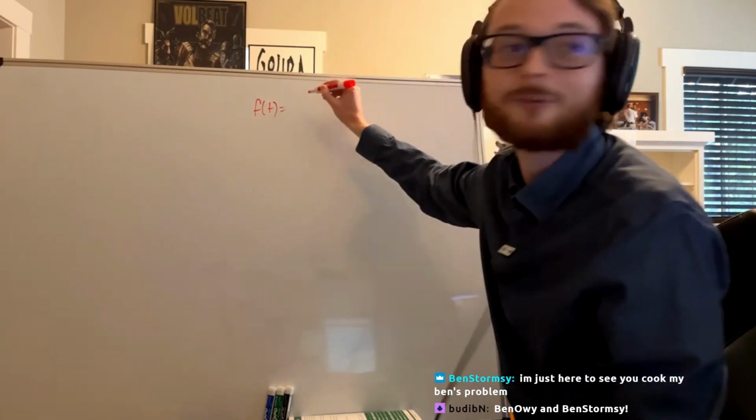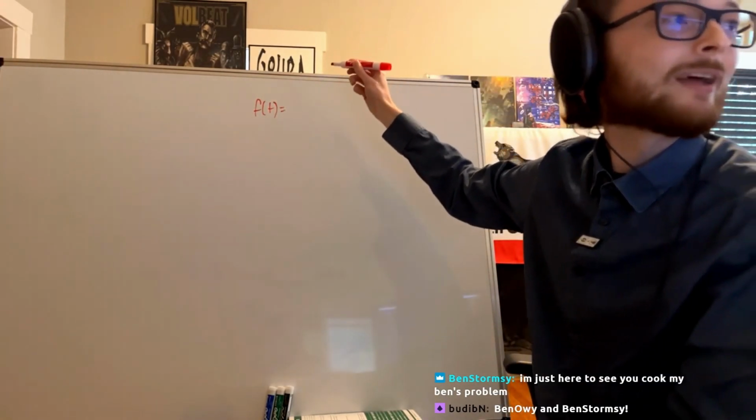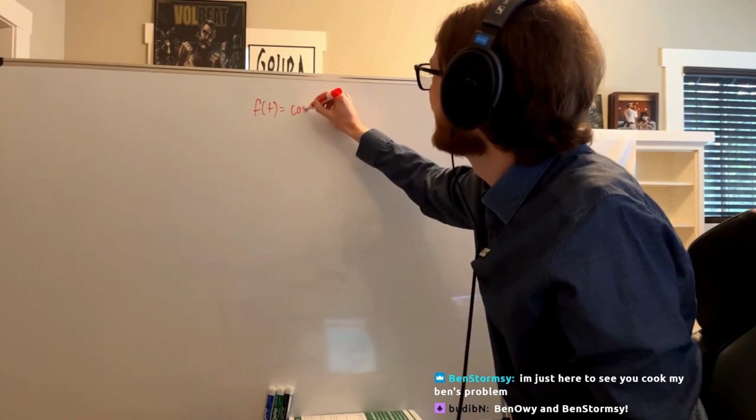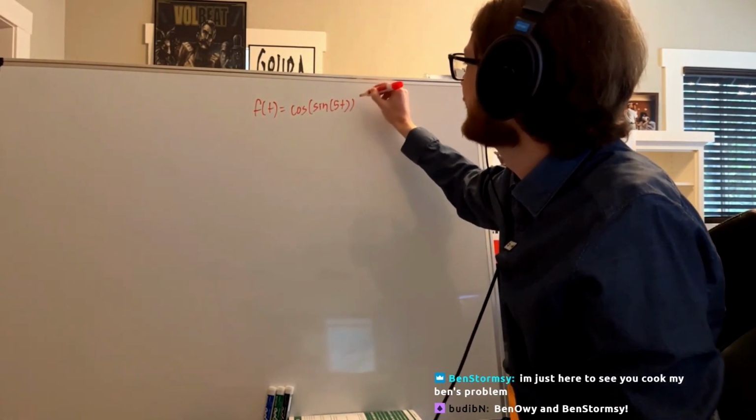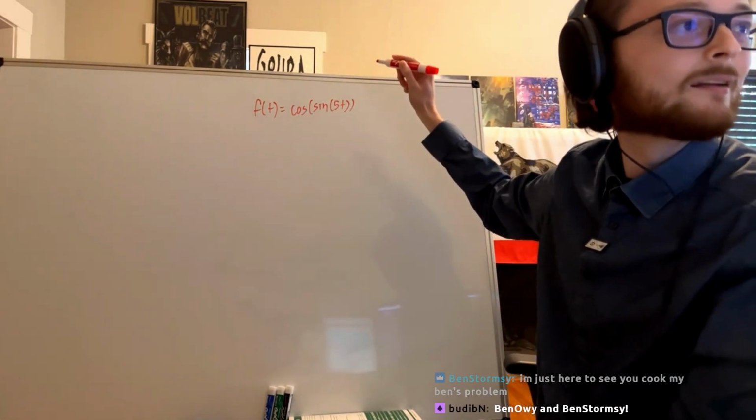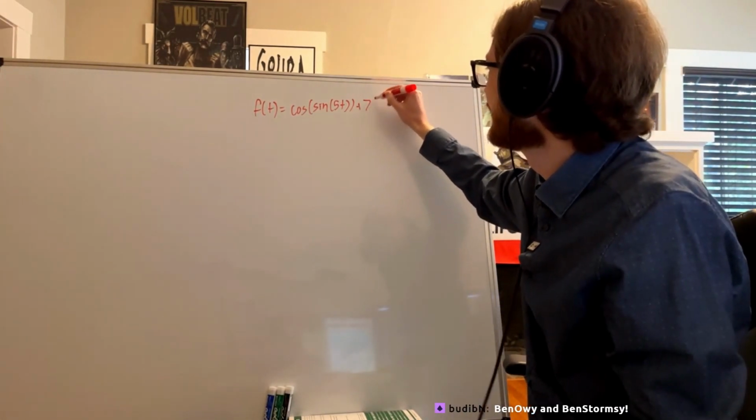We have f of t equals cosine of sine of 5t plus 7 ln(1 plus t).